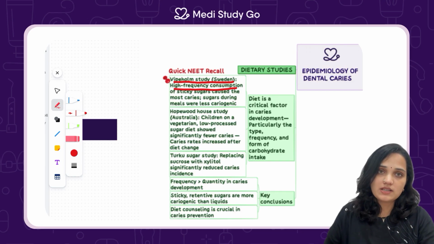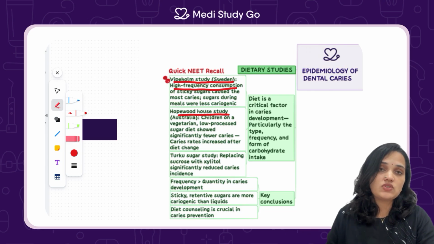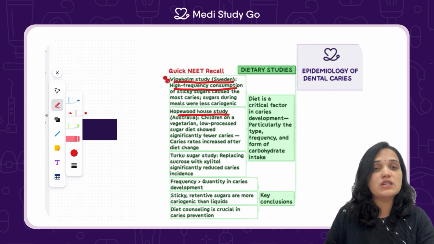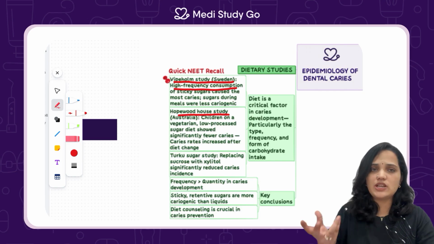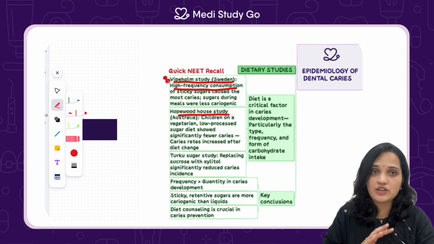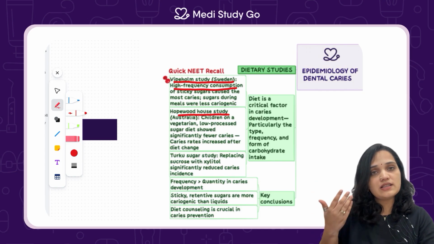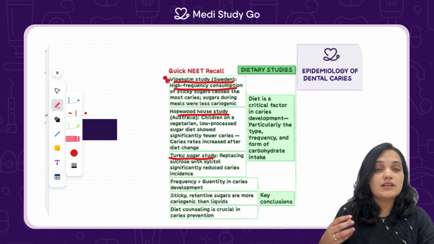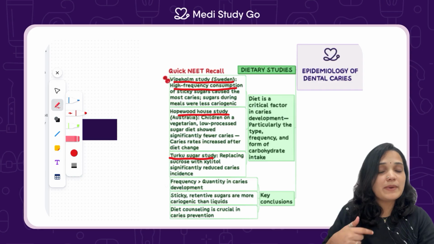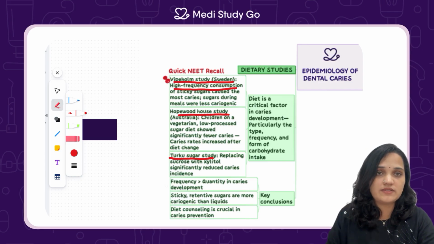Another important study is the Hopewood House study in Australia, where children raised on a vegetarian diet with minimal processed sugars had significantly fewer caries. However, when their diet later changed and included refined sugars, caries incidence increased. Similarly, the Turku sugar study demonstrated that replacing sucrose with xylitol significantly reduced caries development.